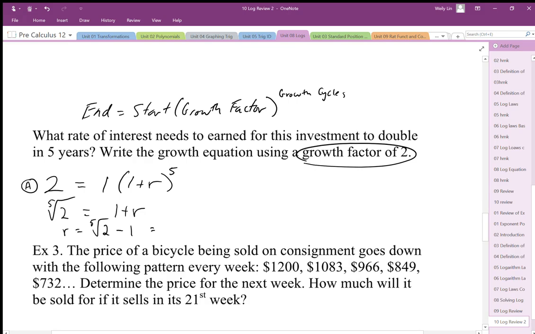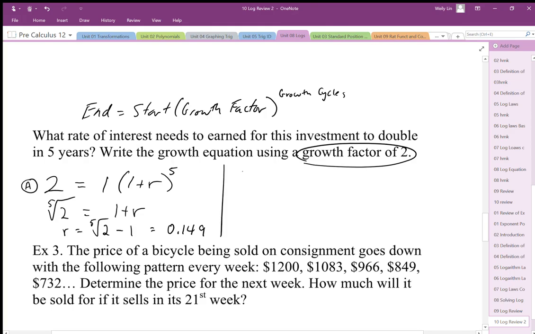So the fifth root of 2 is 1.148 or 1.149, so 1.149, and I'm just going to subtract 1, so I get 0.149. I can round that, so 14.9% is the interest rate I need.